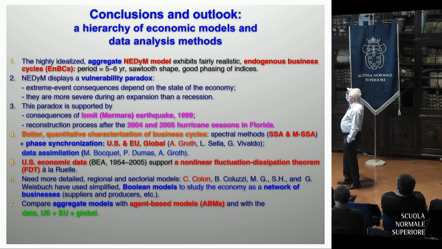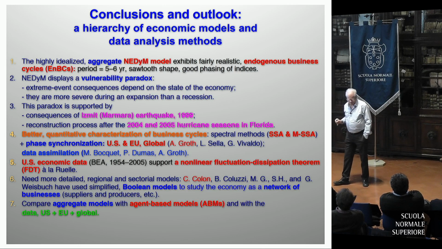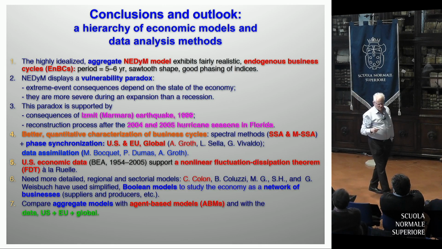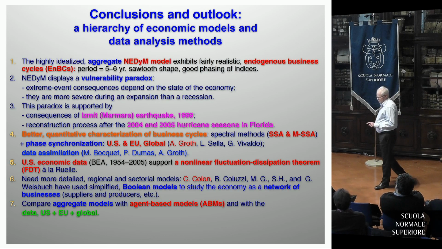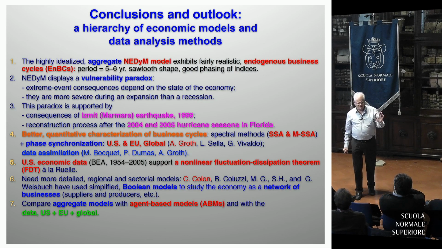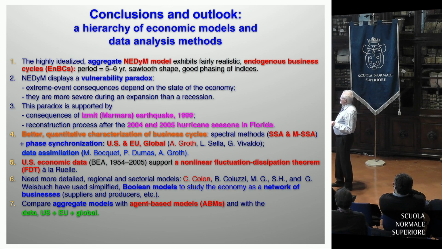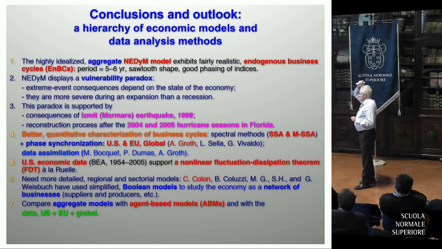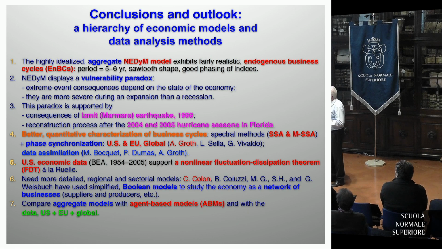So you need a better quantitative characterization of business cycles by such spectral methods and phase synchronization. And you need data assimilation, because, as I said, for some of these things we do not have records. In spite of the incredible success of Thomas Piketty's book, we don't really have a lot of information for the entire 20th century on all these variables. US economic data support a nonlinear FDT result à la Ruelle. You also need more detailed regional and sectoral models; we've done some of that, but I don't have the time to talk about it today.